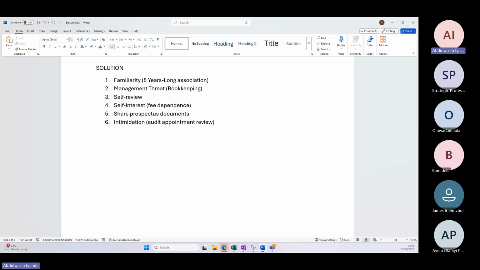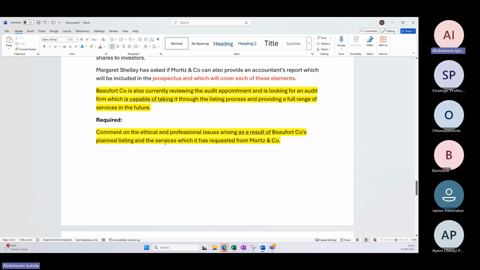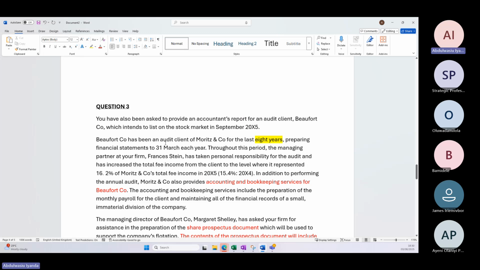explain it. So the first one, say familiarity, right? 8 years is a very long journey. At least 8 years in Nigeria now, that child should already be about to finish primary school. So familiarity. I think they make mention of the name. They said throughout, so meaning that throughout this period, the managing partner is Francis. It's like the engagement partner throughout that 8 years, preparing the financial statement. That means that throughout that 8 years, the managing partner at your firm has been what?